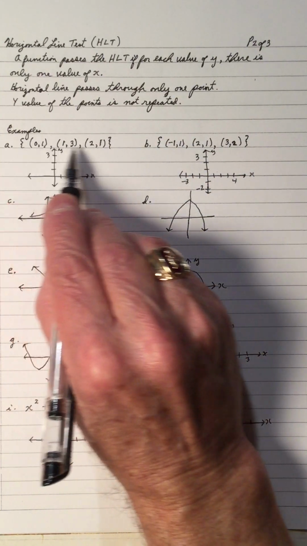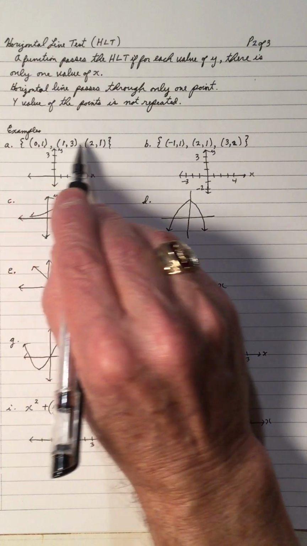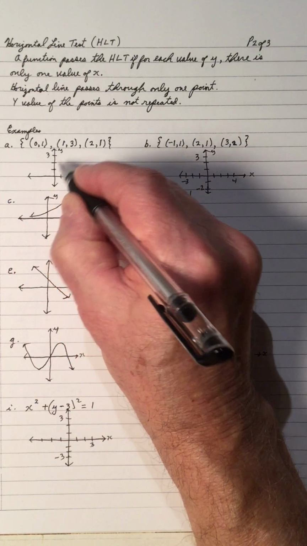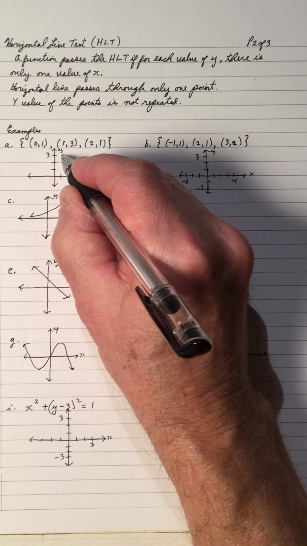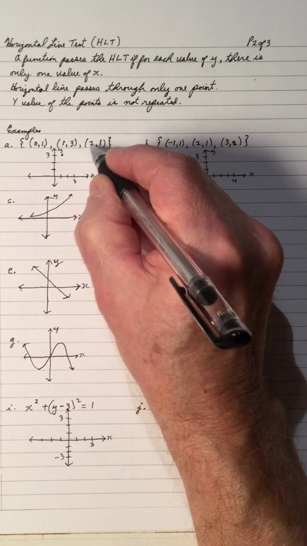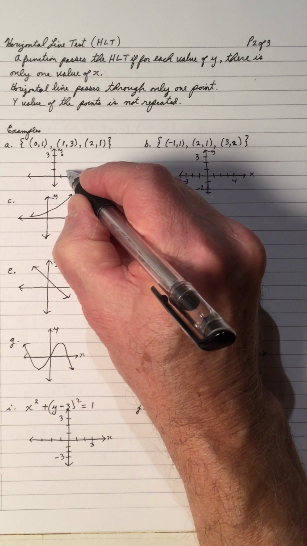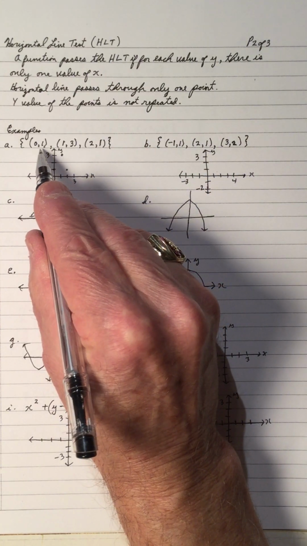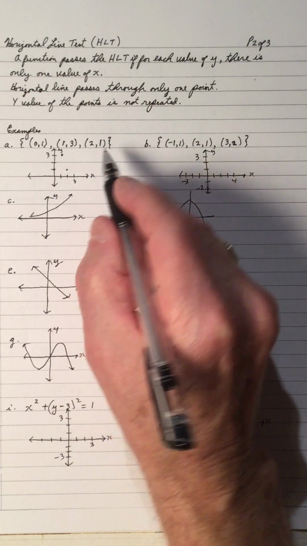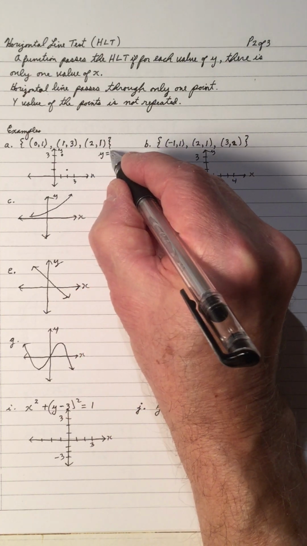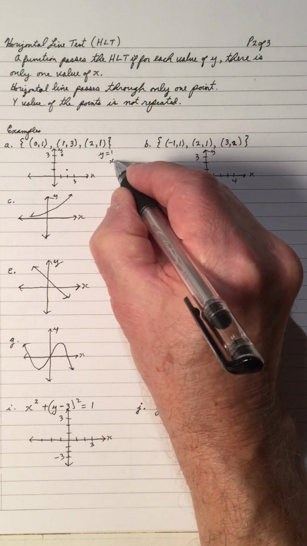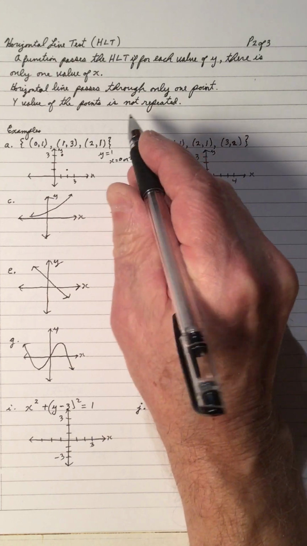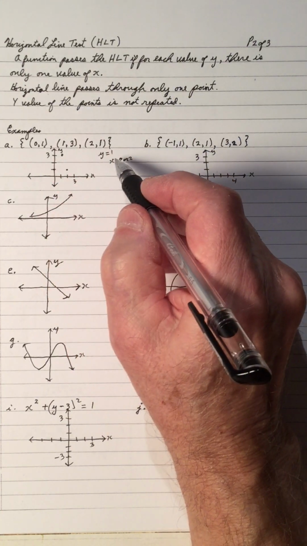So let's give an example. Take this relation. X is 0, y is 1. X is 1, y is 3. X is 2, y is 1. Notice that for each value of x there's only one y, but when y is 1, x is 0 or 2. So it fails the horizontal line test.